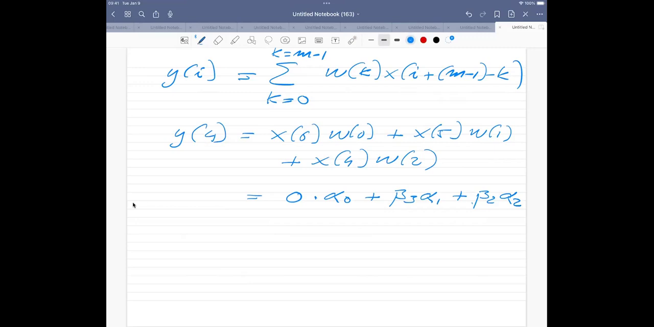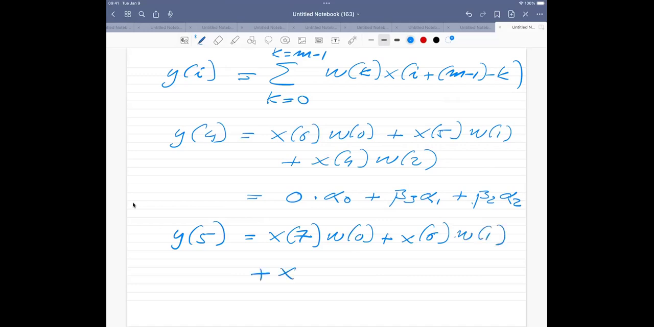Because I'm sure that I won't hit any of the segmentation fault problems. If I look at this y of 5, which is then equal to x7 times w0 plus x6, where both x7 and x6 are actually 0, times w1 plus x5 times w2 here. This is nothing but two zeros multiplied with w0 and w1. And this at the end becomes alpha 2 times beta 3, which is what I wanted. So this gives us a very compact way of performing these operations.